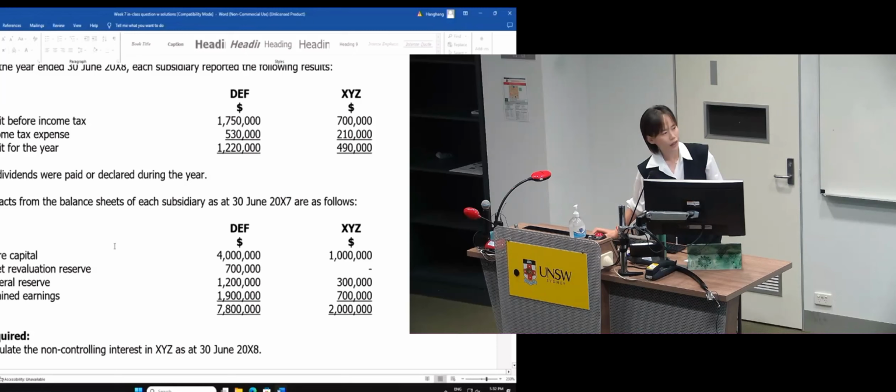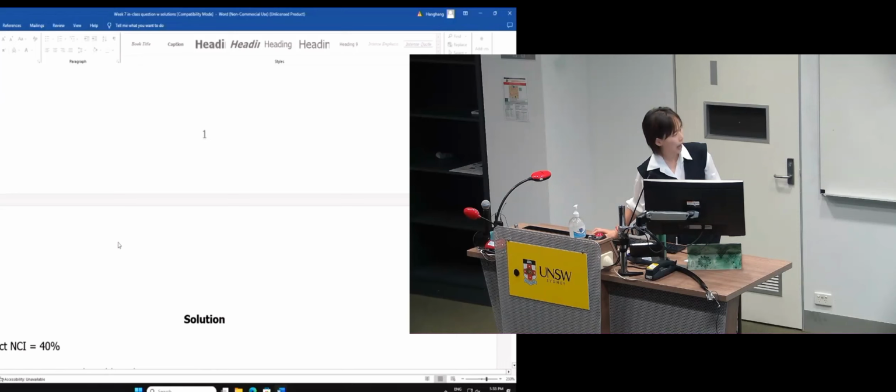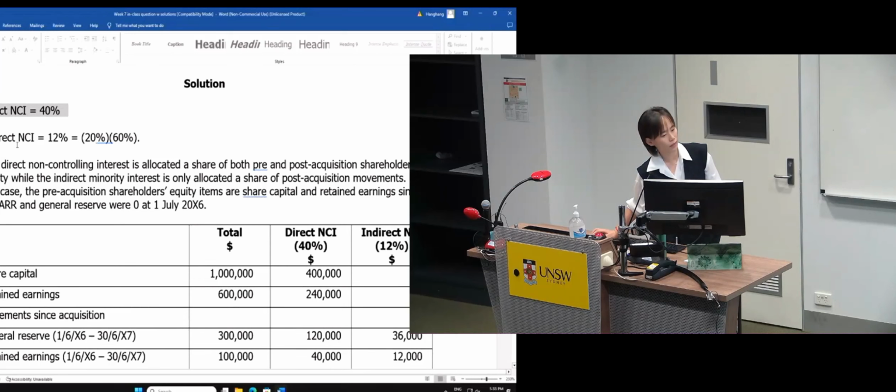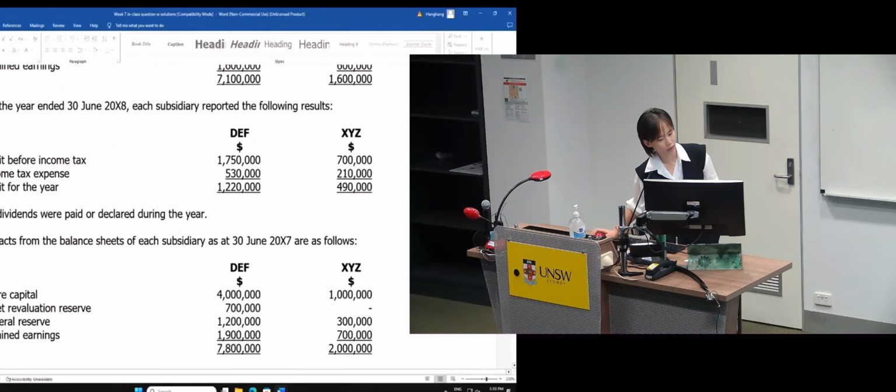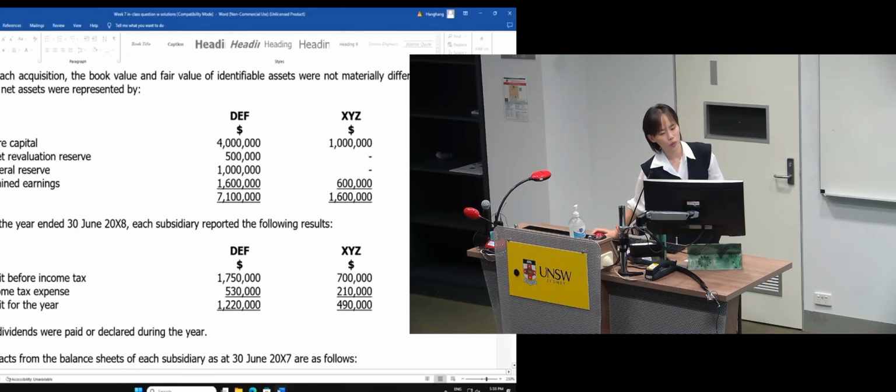Now, based on this diagram, we already know the NCI in XYZ, right? Total 52%. Now this includes 40% DNCI and then 12% INCI. Okay, so in total 52%. But only the DNCI receives a share of the pre-acquisition equity. Only the DNCI receives a share of the pre-acquisition equity. Now the INCI receives a share of the post-acquisition equity. Okay, so what is the DNCI share of share capital? Retained earnings.